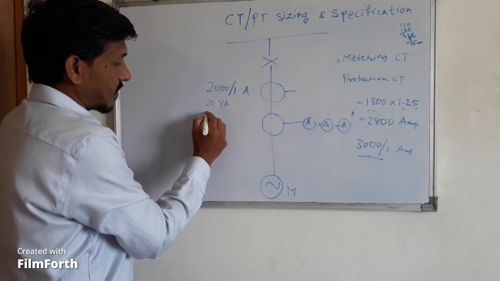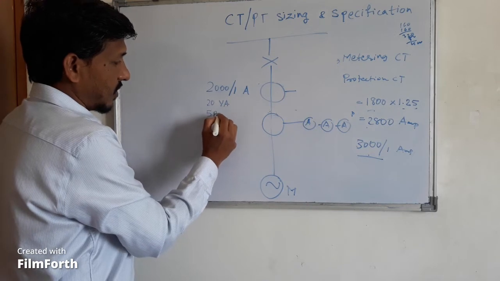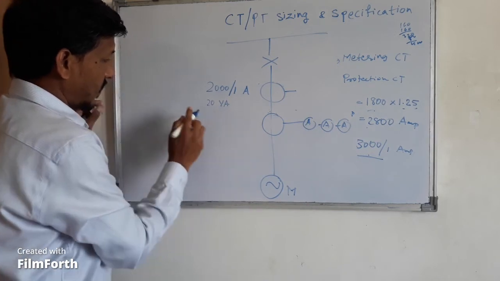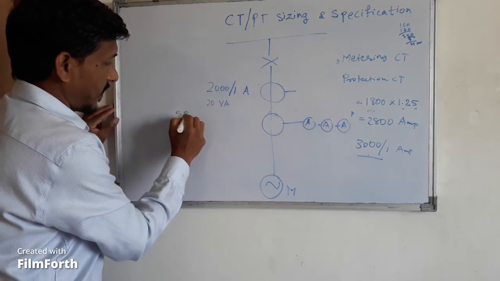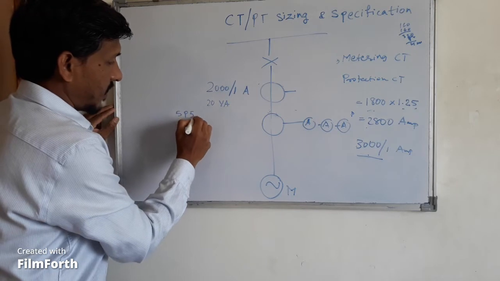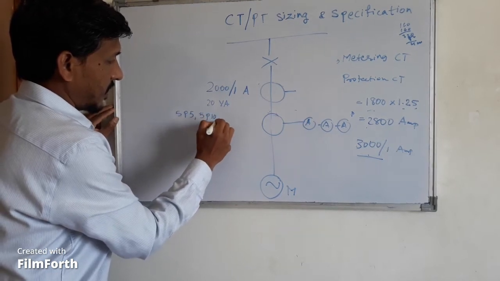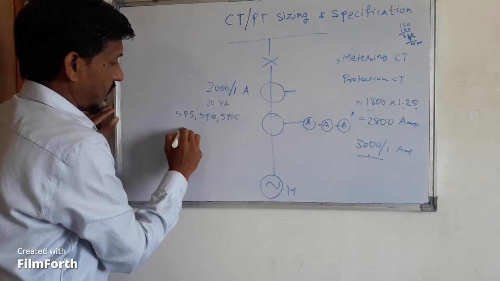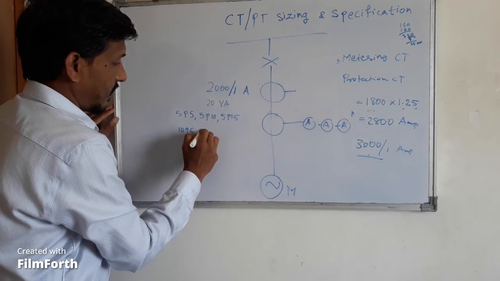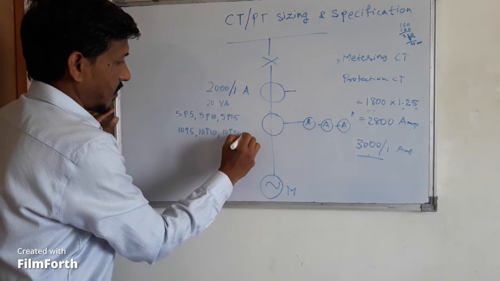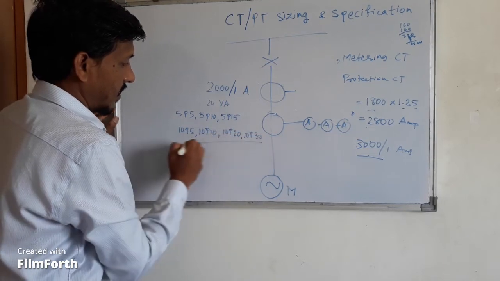And this is the protection feature, the class of the CT, 5P10. Now let's see, there are values like 5P10, 5P5, 5P10, 5P15, 10P5, 10P10, 10P20, 10P30. These are the values.